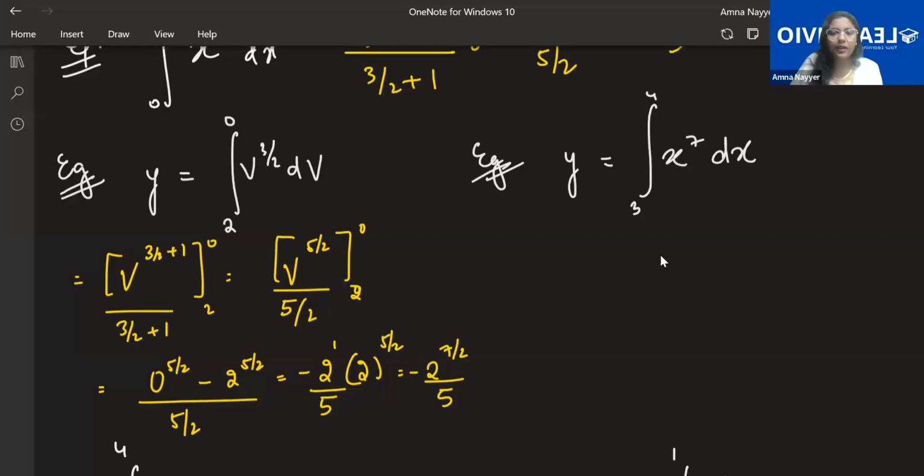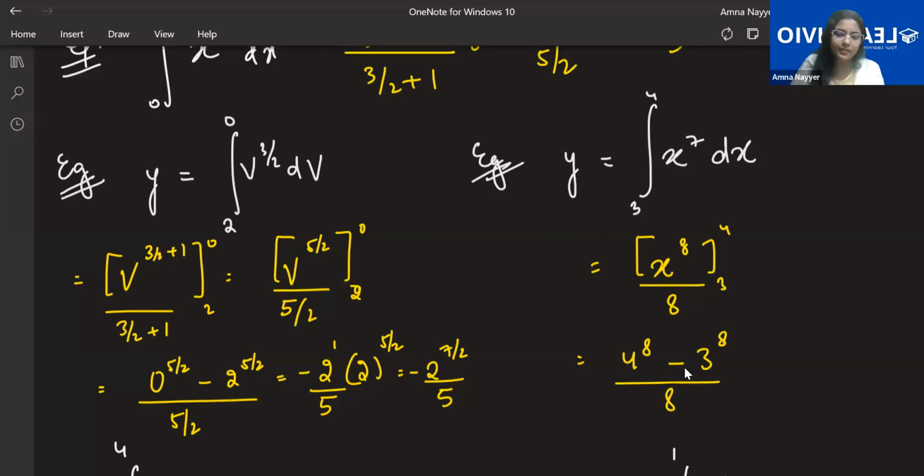Let's come to the next one. Now you tell me the steps of a. At least you must have done it. X to the power 7 plus 1 divided by 7 plus 1, and then upper limit is 4 and lower limit is 3. Then we'll put 4, that will become 8. So 4 to the power 8 minus 3 to the power 8 divided by 8. This you can solve later, it will be a bigger value. So just write down what all things you have not written.